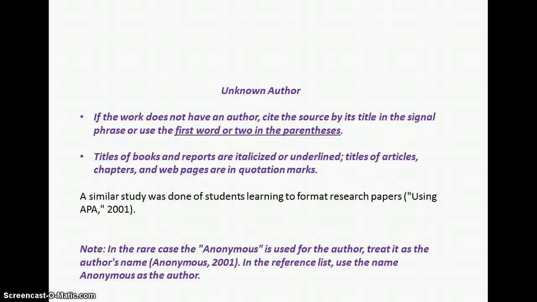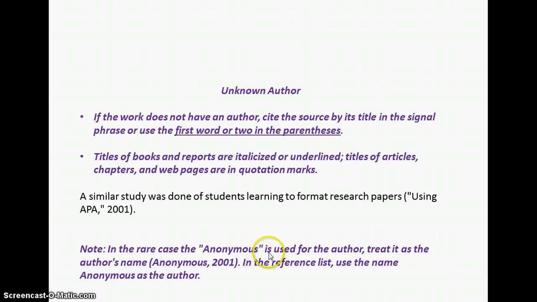Okay, so these are just some other points that I've decided that I'm just going to toss in here. If your work doesn't have an author, cite the source by its title in the signal phrase, or use the first word or two in the parentheses. And here's an example right here. Okay, a similar study was done by students learning to format research papers, and since this was a title of an article, it's in quotation marks. If it's a title of a book or a report, this would be italicized or underlined. Since it is the title of an article, we have just put it in quotation marks.